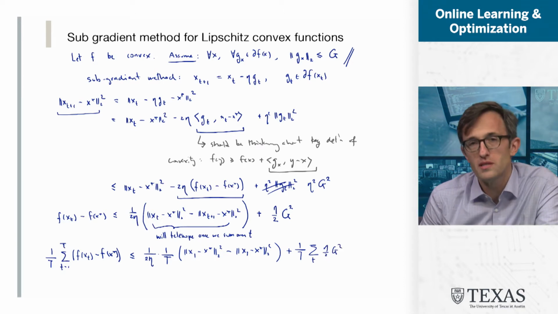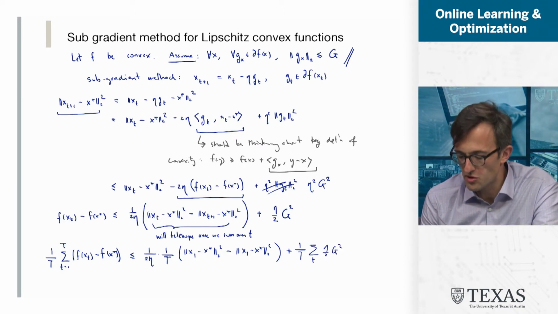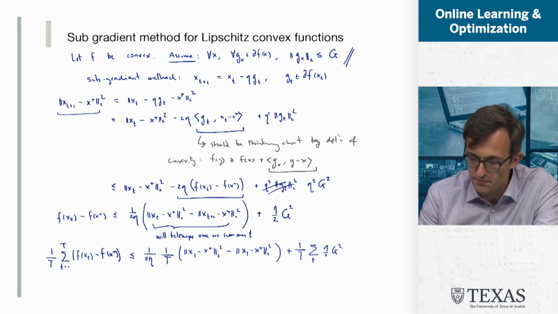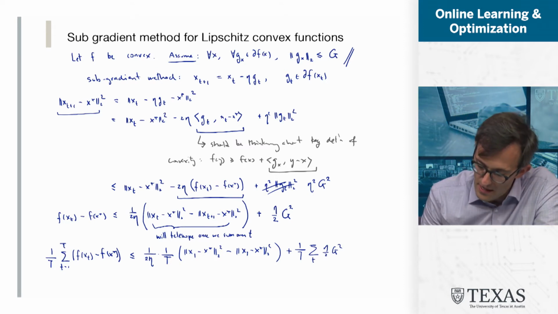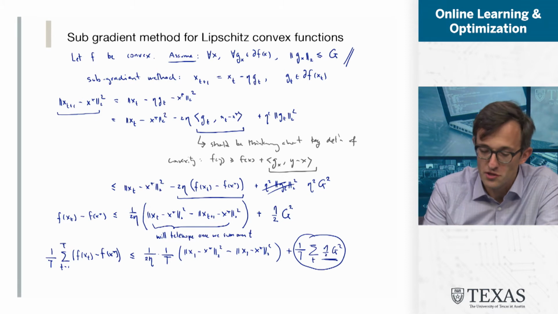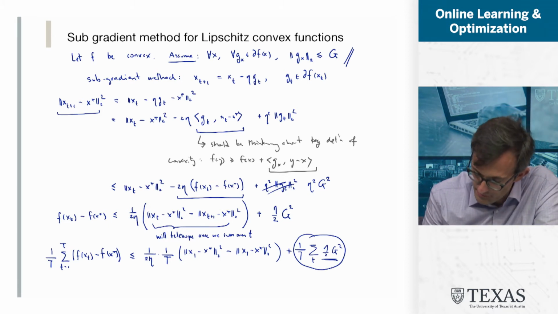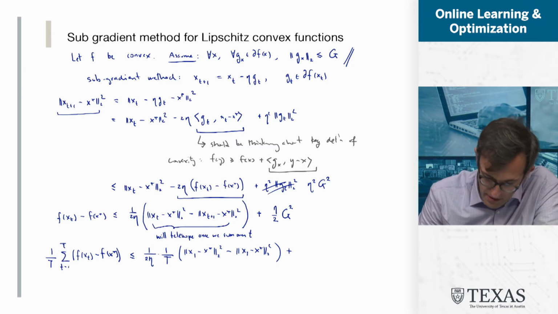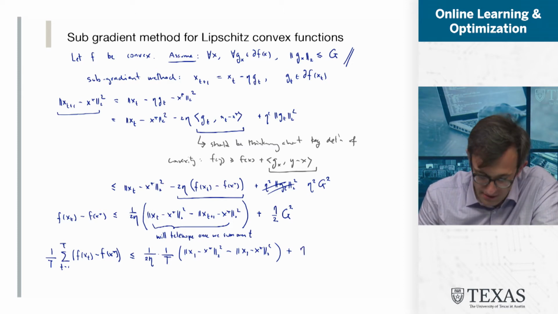But note that there's no t over here. So I'm just summing the same thing. That means that the sum and the 1 over T cancel. So in other words, I can just simplify this whole term to be just eta over 2 g squared. So let me just replace it with that. I'm going to erase this, and I've got my eta over 2 g squared.